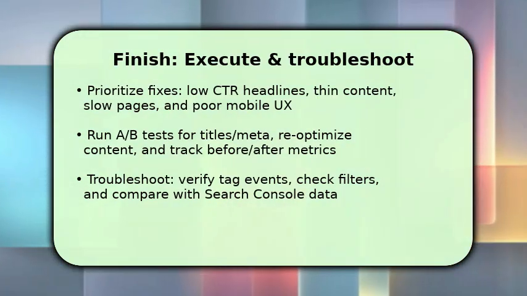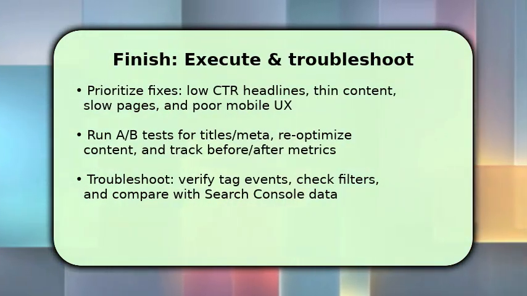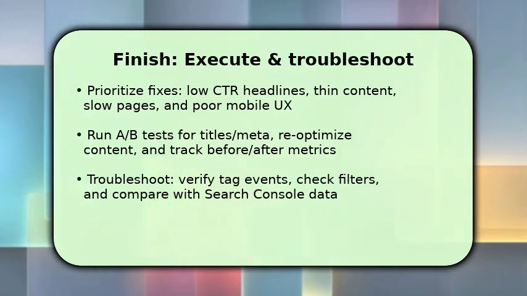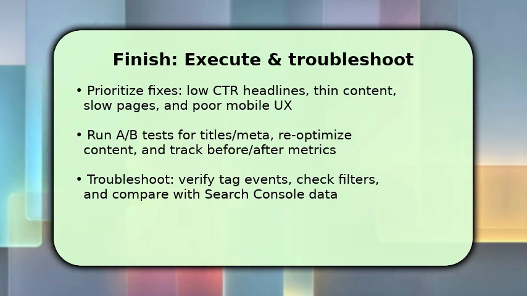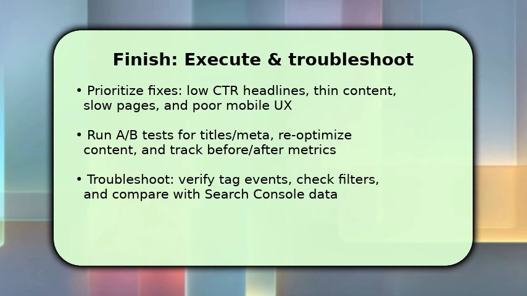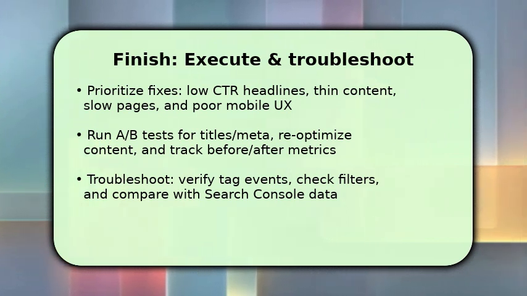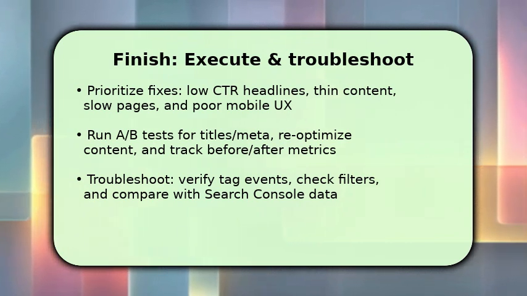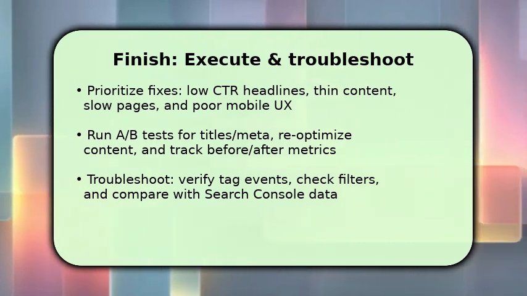You've identified targets. Now implement changes and measure impact. Start by optimizing titles and meta descriptions to lift CTR, expand thin content with intent-driven sections, and fix page speed and mobile UX issues that reduce engagement. Run A/B tests for title variants and track the same GA4 metrics before and after to confirm wins.